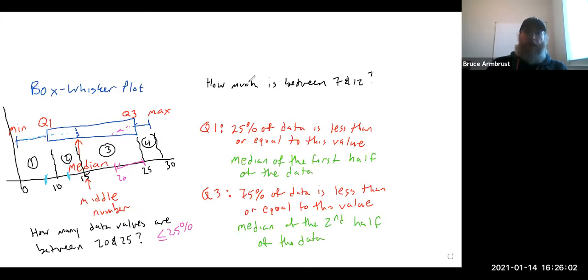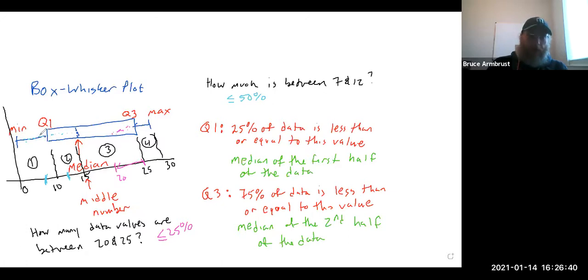So here's the thing. If you were to ask me how much of the data is between 7 and 12, the best I can say is that it's less than half. And I know it's less than half because it's all on the left of the median. Remember, up to the median is where half of the data is. So I don't have more than half in here, but I have no idea. I might actually have 40% of the data right in here.